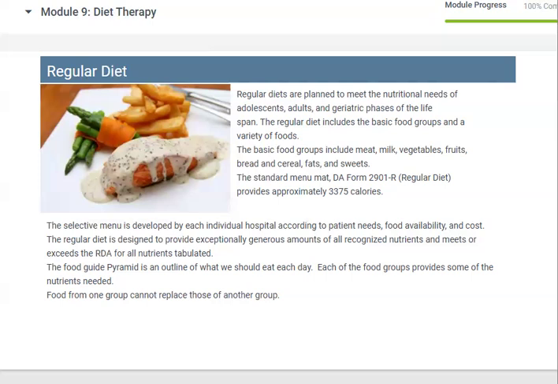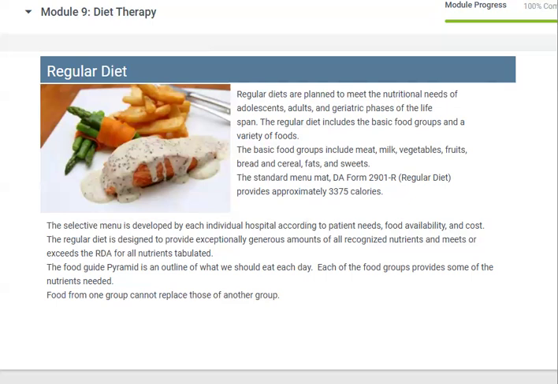The regular diet is designed to provide exceptionally generous amounts of all recognized nutrients and meets or exceeds the RDA for all nutrients tabulated. The food guide pyramid is an outline of what we should eat each day. Each of the food groups provides some of the nutrients needed. Food from one group cannot replace those of another group.